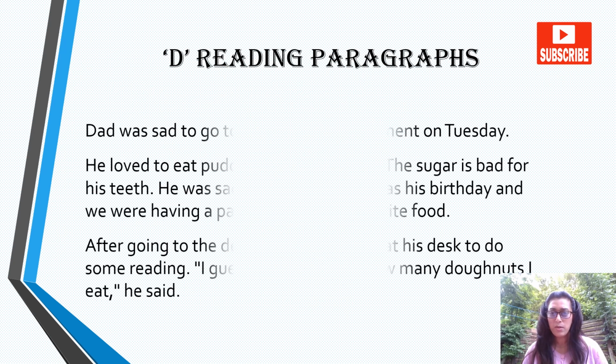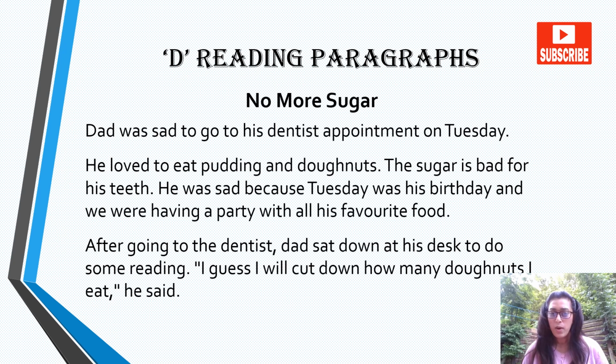Let's do some practice on the paragraphs. The first one is no more sugar. Dad was sad to go to his dentist appointment on Tuesday. He loved to eat pudding and donuts. The sugar is bad for his teeth. He was sad because Tuesday was his birthday and we were having a party with all his favorite food. After going to the dentist, Dad sat down at his desk to do some reading. I guess I will cut down how many donuts I eat, he said.